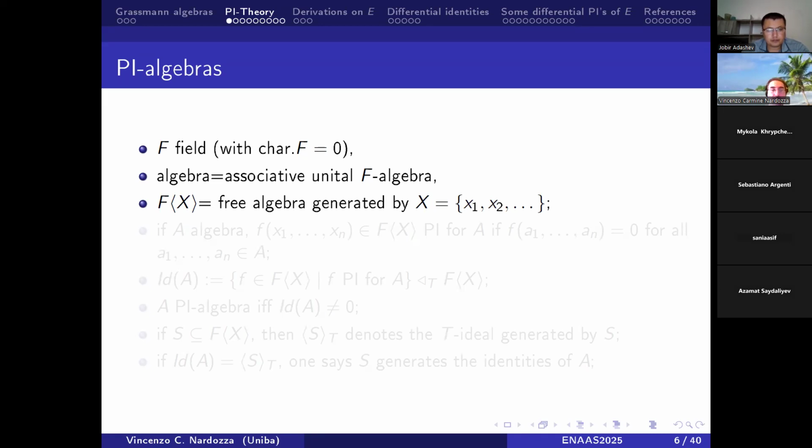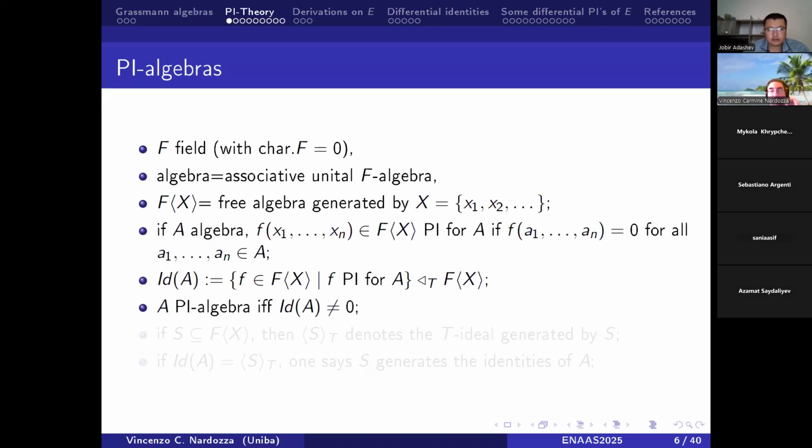unital algebra generated by a set of countably many indeterminates, whose elements are called non-commutative polynomials. And given an algebra A, we say that a polynomial in the free algebra F of x is a polynomial identity for this algebra if this polynomial vanishes under all possible substitutions of the variables by any choice of elements of A.